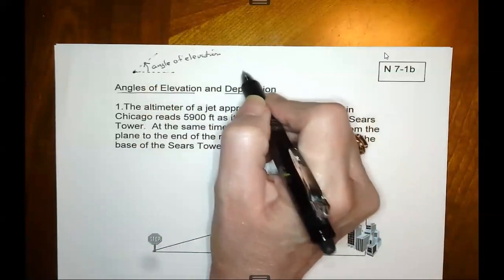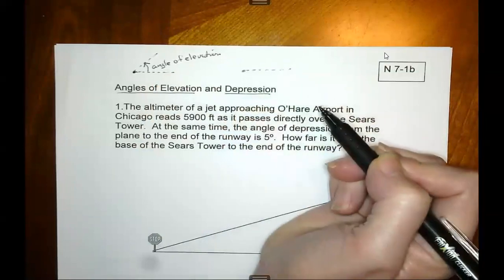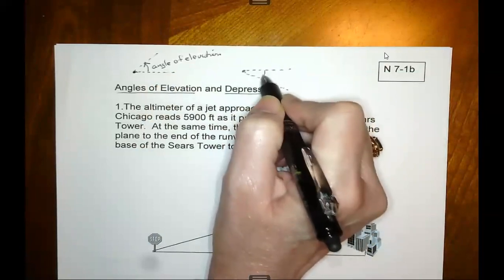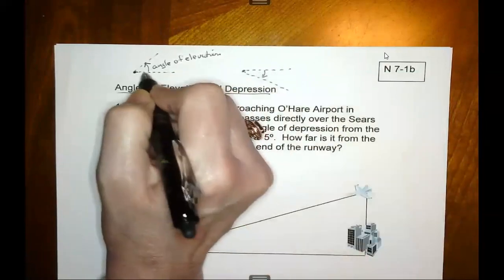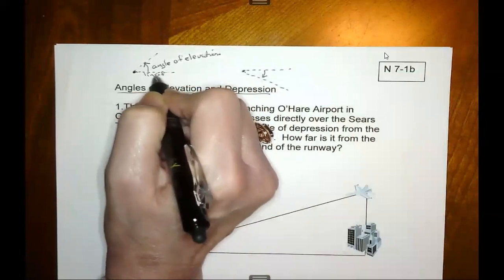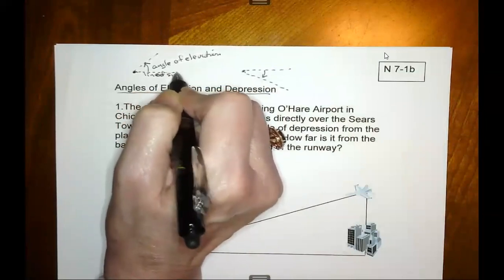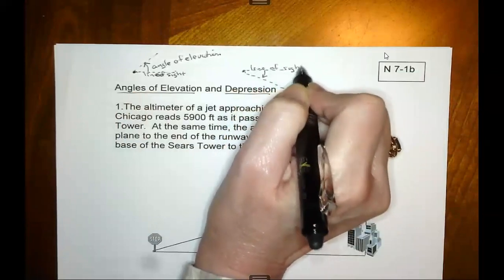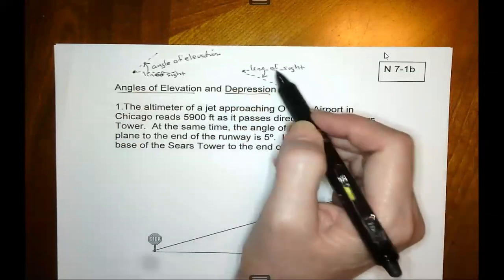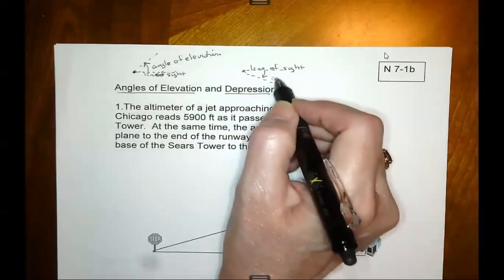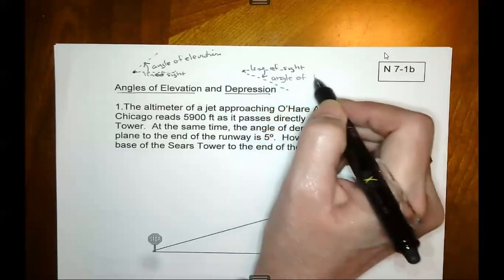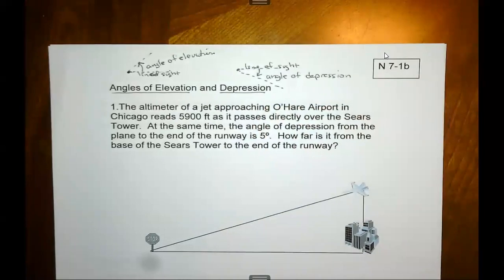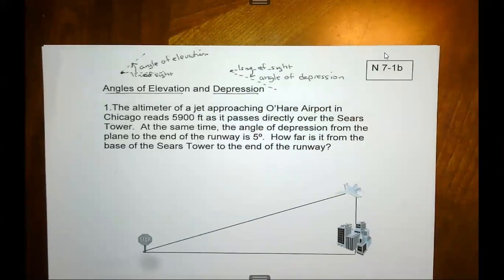If I am looking straight across and I have to look down to see something from my line of sight, so this is considered line of sight, straight across. So if I have to look down from my line of sight, that creates an angle of depression. So keep those things in mind whenever you're reading these problems.